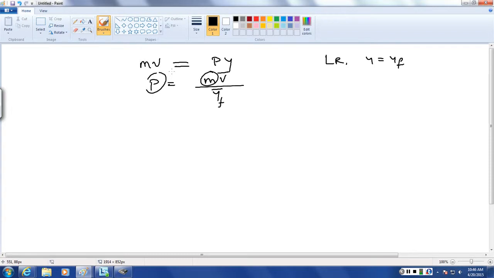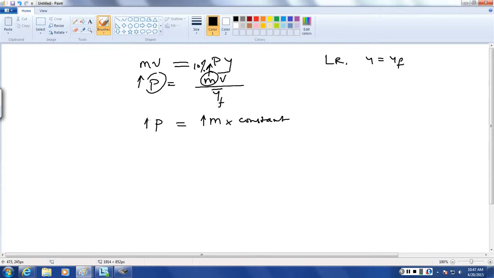Right? Now, let's say that M goes up by 10%. If M goes up by 10%, could you calculate for me the percent change in the P? What would this percent change be? Well, since V and YF are constant, we can write it like this: P is equal to M times a constant. Is that right? So if this goes up by a certain percentage, wouldn't P go up by the same percentage?